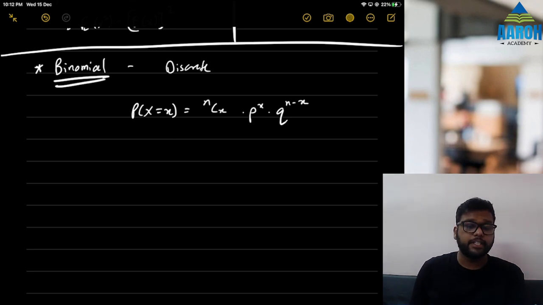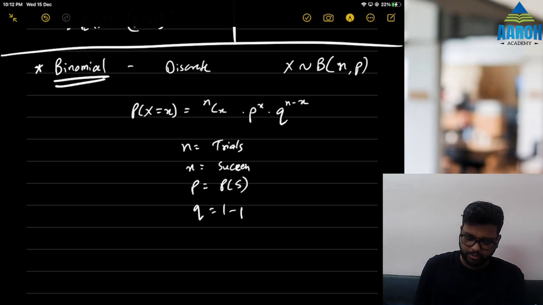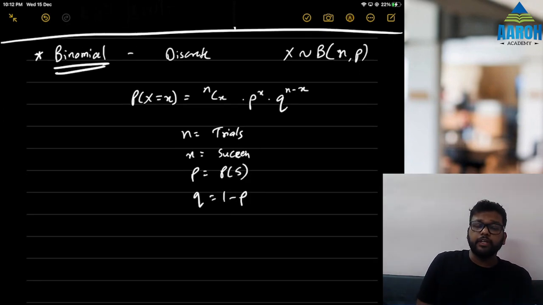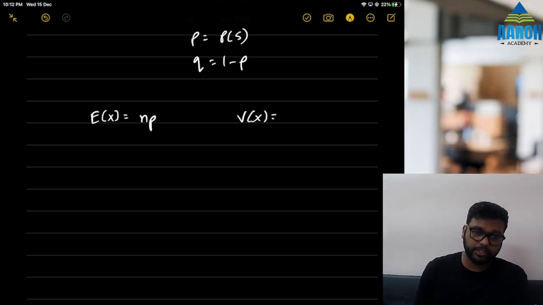Correct. That is why it needs only two parameters. If X follows binomial distribution, we need only n and p to get the entire distribution. Correct. n is the number of trials, x is the number of successes that we want. p is the probability of success and q is 1 minus p. Fine. In case of binomial distribution, the mean is n into p, np. Variance of binomial distribution is n into p into q.